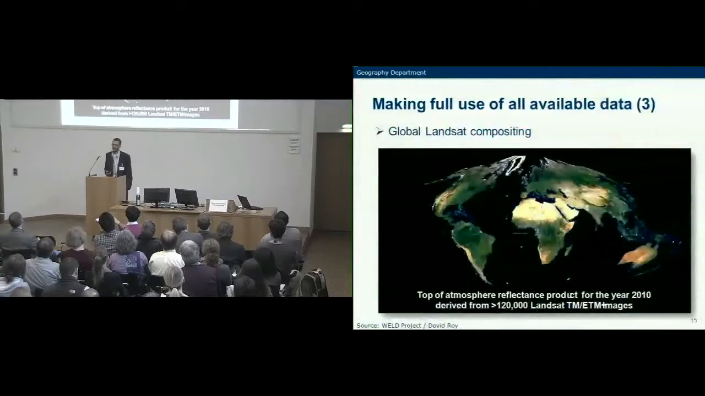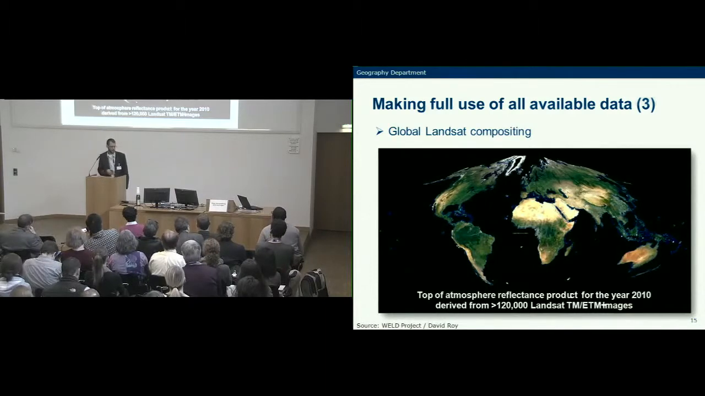Now, the first attempts to do that at the global scale, truly fascinating results, are at the moment becoming available here. This is work from the WELD project that is led by David Roy, who's also here at the conference. And he has been doing a similar task, but for the globe, handling about 120,000 Landsat images to produce this global composite image for around the year 2010. And these images will become available for download soon.